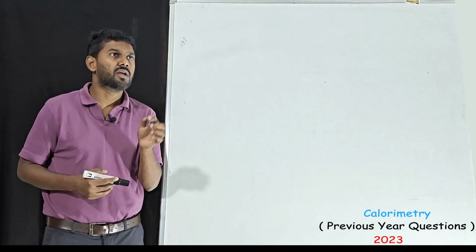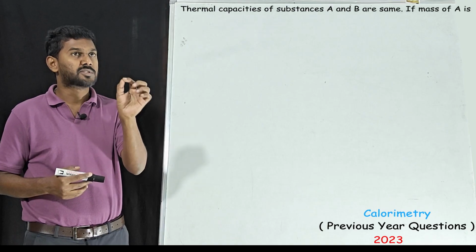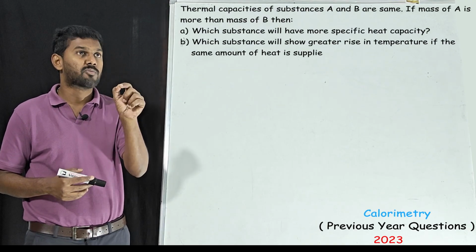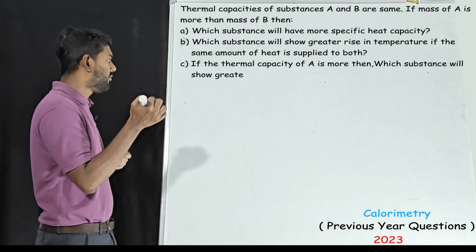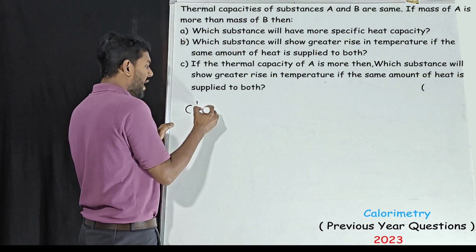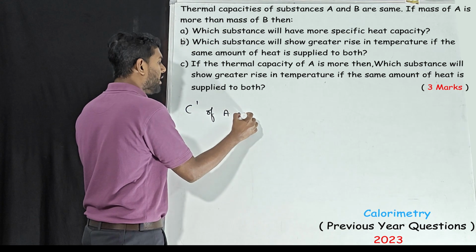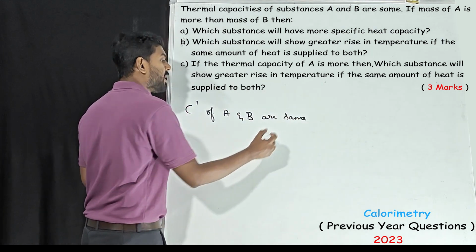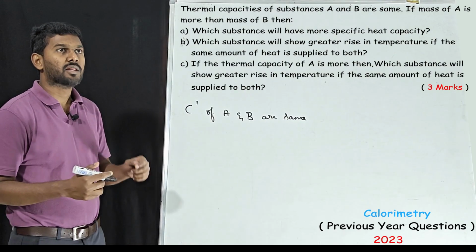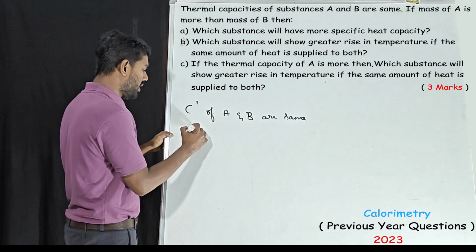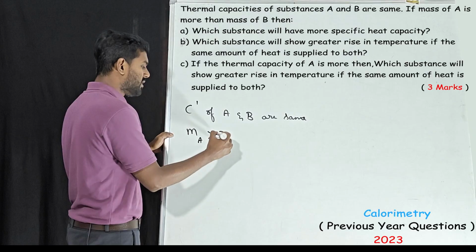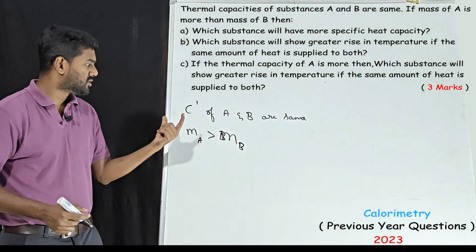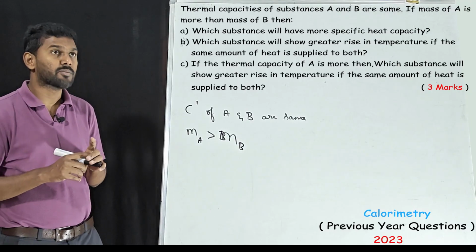Now we'll move on to 2023. Thermal capacities of substance A and B are same, if mass of A is more than mass of B. So these are the given data. First we'll write down C dash of A and B are same. Thermal capacity. What is thermal capacity? Heat capacity. Okay. Then mass of A is more than mass of B. So these are the given data. Now we'll go for the question.